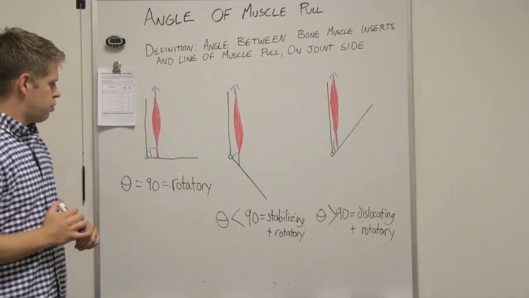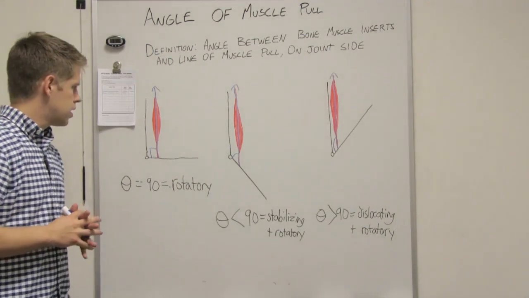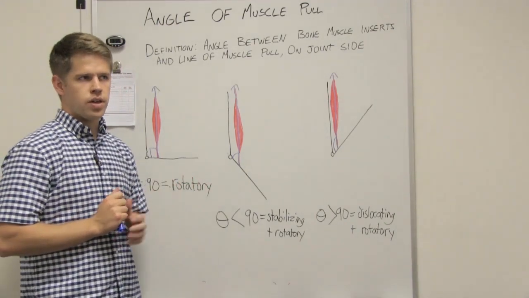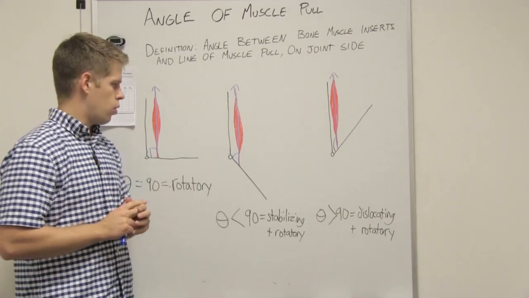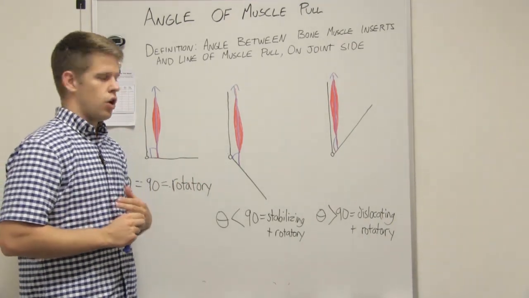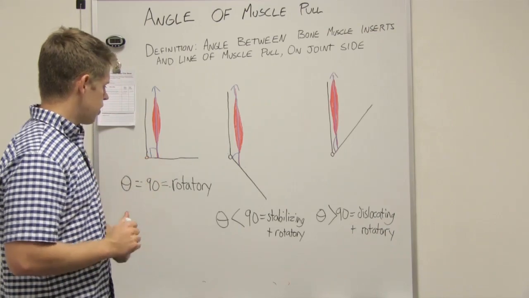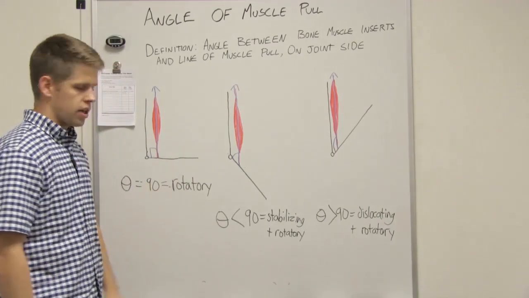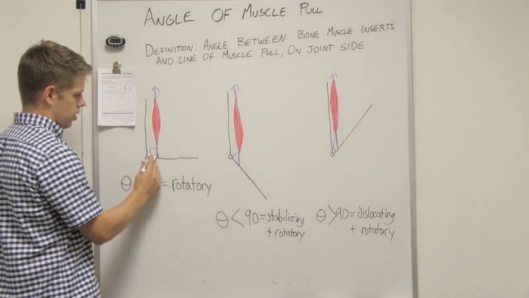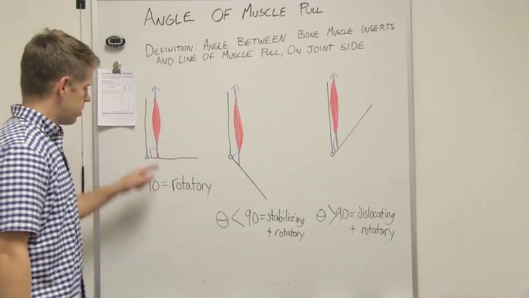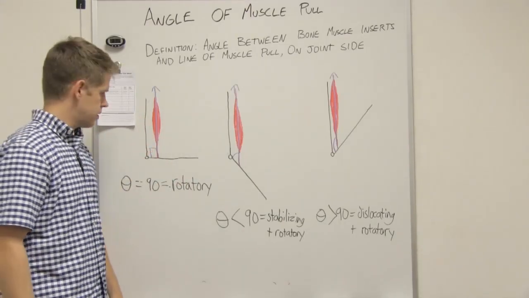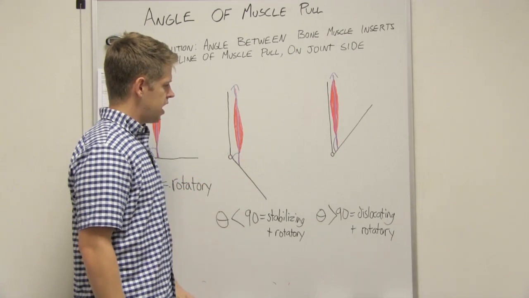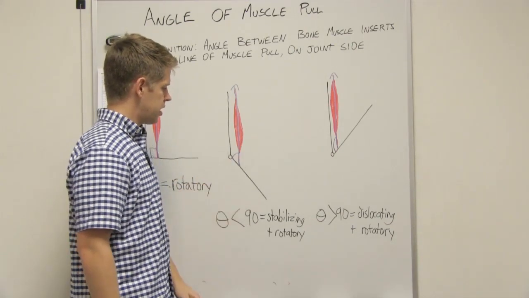Then the second part of doing these problems is drawing the resultant vectors, breaking it down into a rotatory component, a stabilizing component, or a dislocating component. When your angle is 90 degrees, by definition, all of your muscular energy is going into rotation, the rotatory component. You can see here that all the force is going exactly perpendicular to the bone, because this angle of muscle pull is 90 degrees. So that's 100% rotatory.